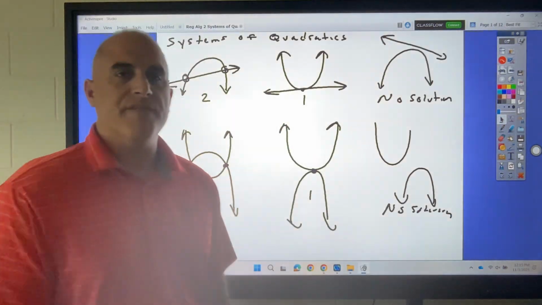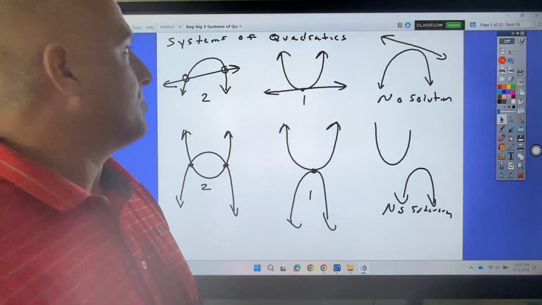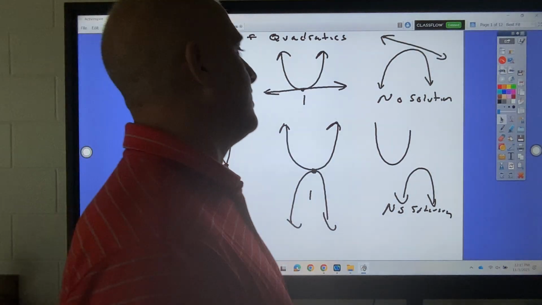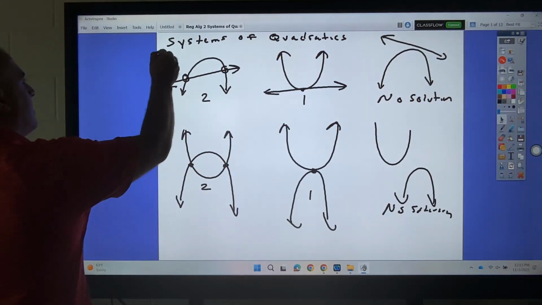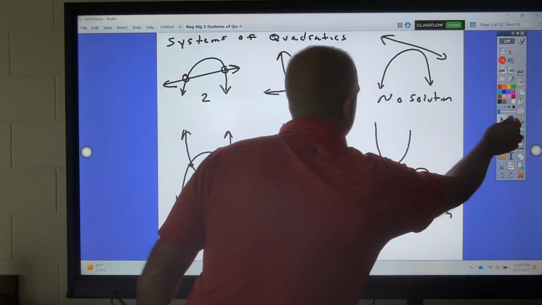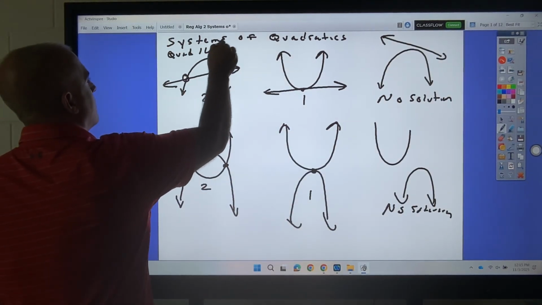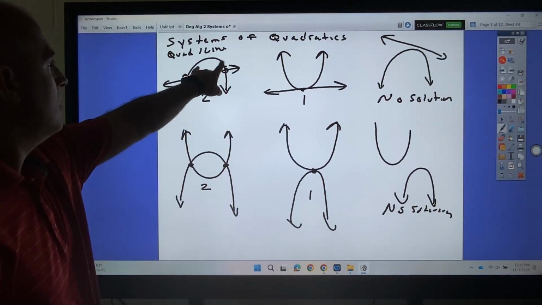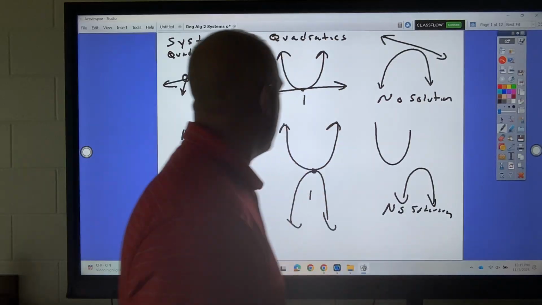Okay, this is going to be a video on quadratic systems of equations for regular Algebra 2. First thing we have to understand is what we're talking about with a system of quadratic equations. If you have a quadratic and a line, there's a couple different types of solutions. You could have two, where it crosses twice, once where it touches once, or it doesn't touch at all.